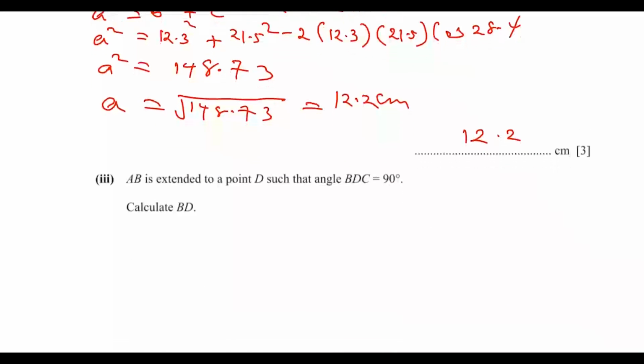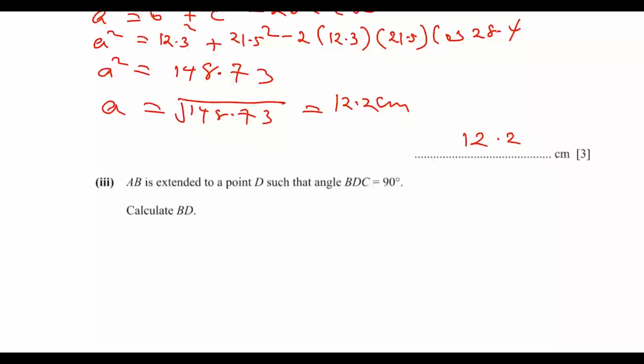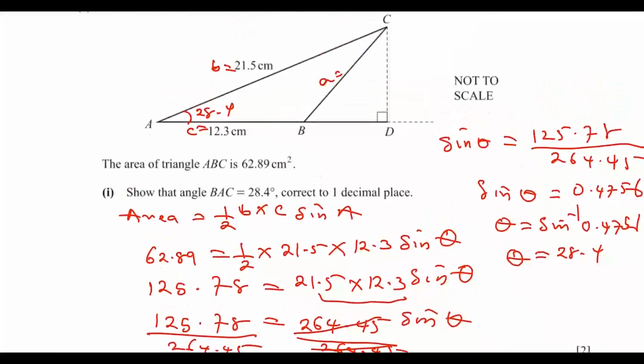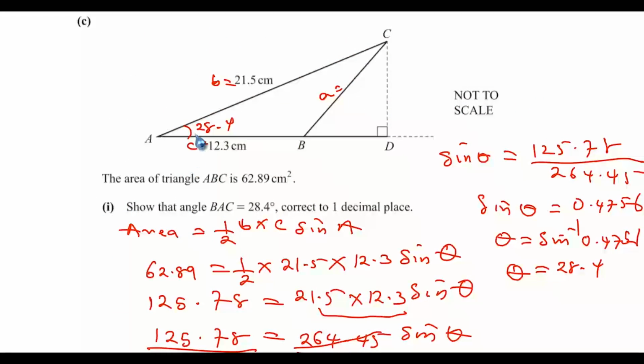AB is extended to a point D such that angle BDC is 90 degrees. Calculate BD. Okay, so if you come here to the diagram, we know that this will be a right angle as shown here, and you have found the value of BC. A is now 12.2 centimeters. Okay, so we can get the value of BD.